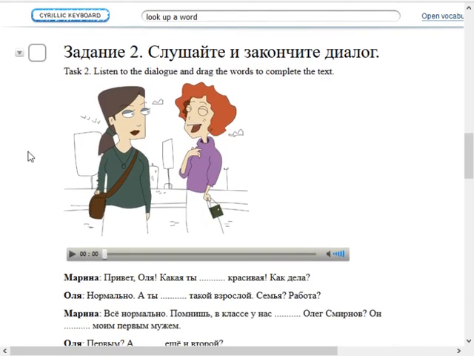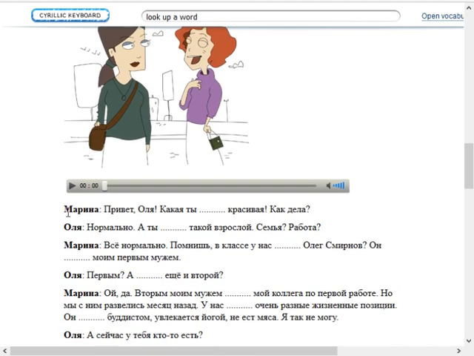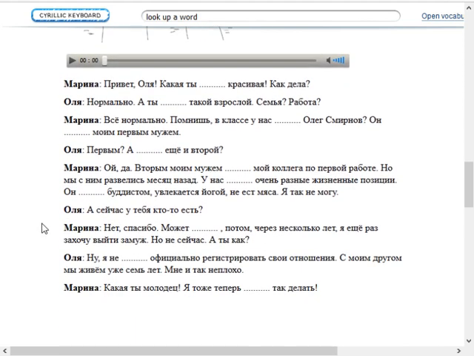Okay, exercise number 2, between Marina and Olya, which I believe is short for Olga. If I'm not mistaken, at least I believe Olya is short for Olga. I could be wrong. Who knows? All right, let's see what Marina and Olya have to say.